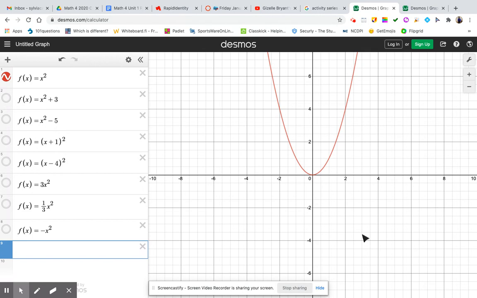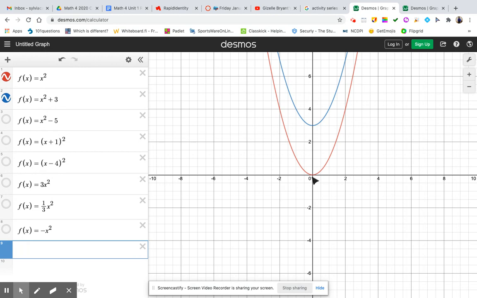So I've started with the basic parent function. This is the basic quadratic parent function. I'm going to go through, and as you can see, I've added or subtracted different numbers from my parent function. And we're going to see what effect that has on our graph. So let's take a look at the first one and the second one.